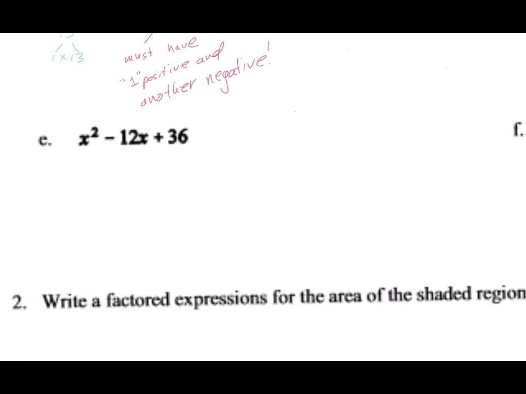So now let's take a look at this next problem. We have x squared minus 12x plus 36. So let's break down 36. And we'll also make sure we have our brackets set up right away. So we have 36. It breaks down into 1 and 36, 2 and 18, 3 and 12, 4 and 9, and 6 and 6. So now that we've got those, we have to find something that adds to 12. Oh, it's got to be 6 and 6.